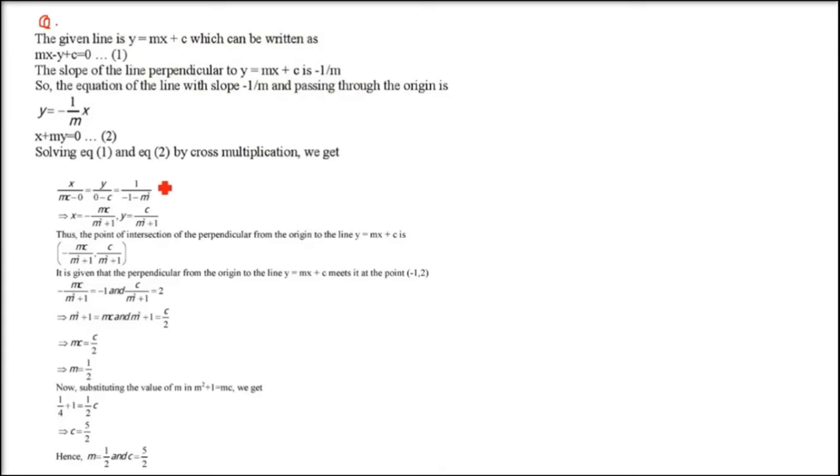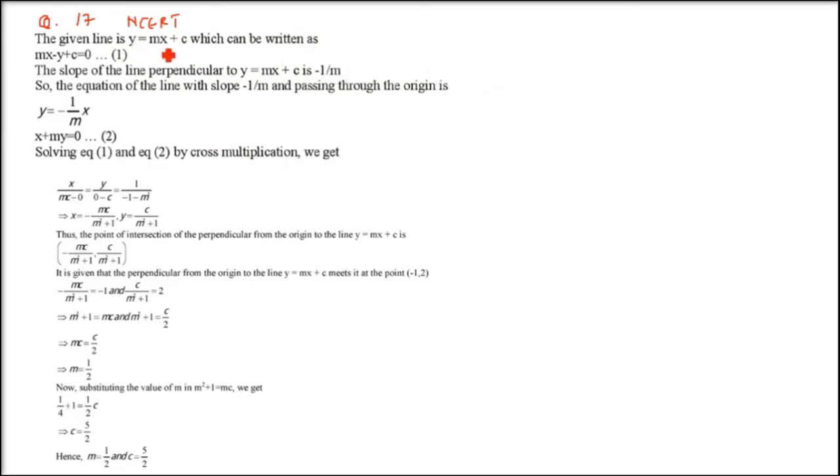This is question number 17. This is also an NCERT question. The question says, the perpendicular from the origin to the line y equals mx plus c meets it at the point minus 1, 2. Find the values of m and c.